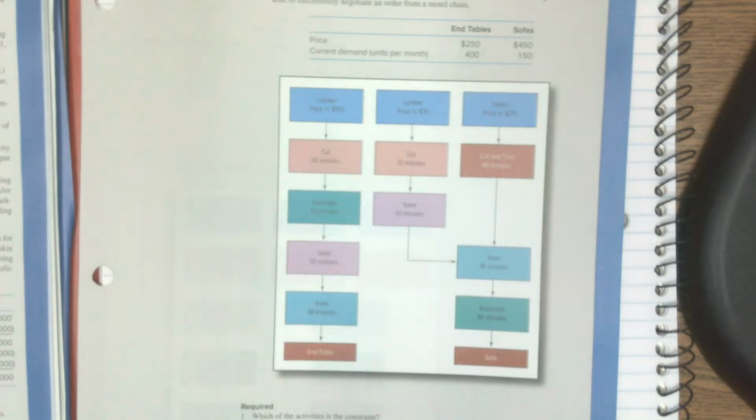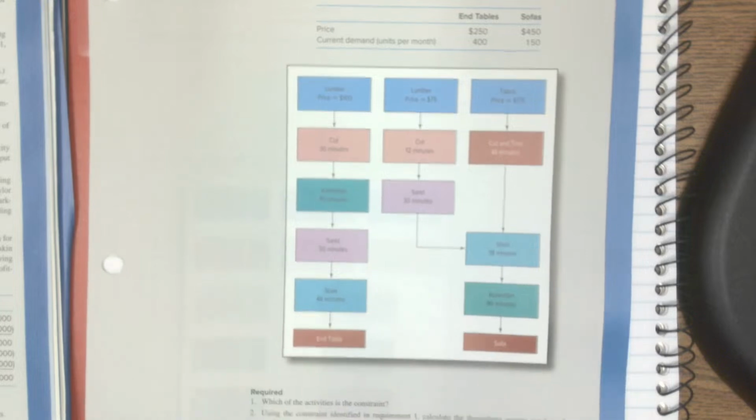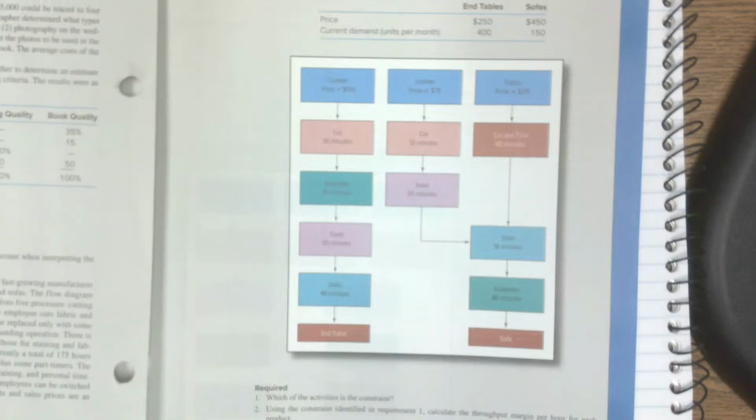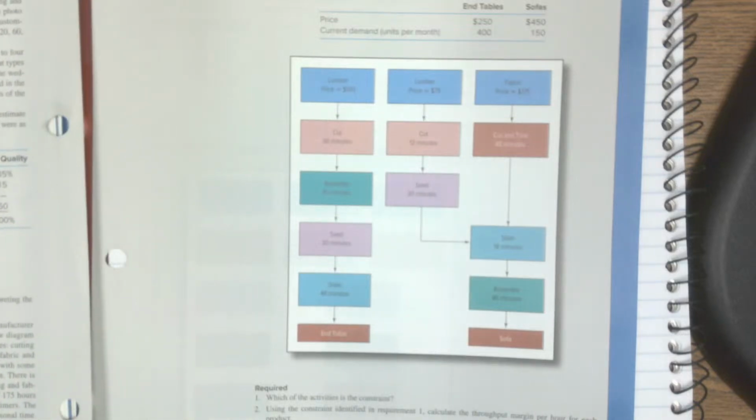And they want us to calculate the throughput margin for each of these things. So let's go back up here and see if we have any more information. Colton Furniture is a small but fast-growing manufacturer of living room furniture. Its two principal products are end tables and sofas. The flow diagram, which is what I've got on the screen, for the manufacturer Colton follows.